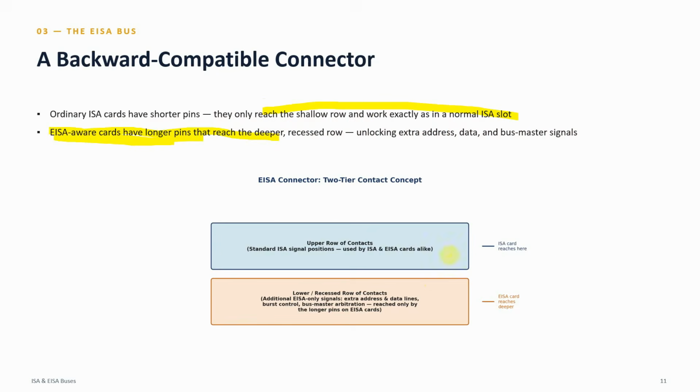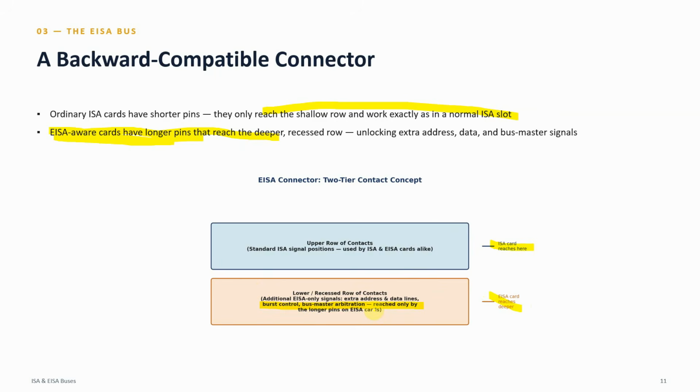So if I'm going to use an ISA card, it is going to enter a particular extent of a slot. But in the case of EISA, it has longer pins, and it is going to enter a deeper slot of that particular EISA. And due to this, we can use concepts like burst control and bus master arbitration, and these are reached only by the longer pins of EISA cards.